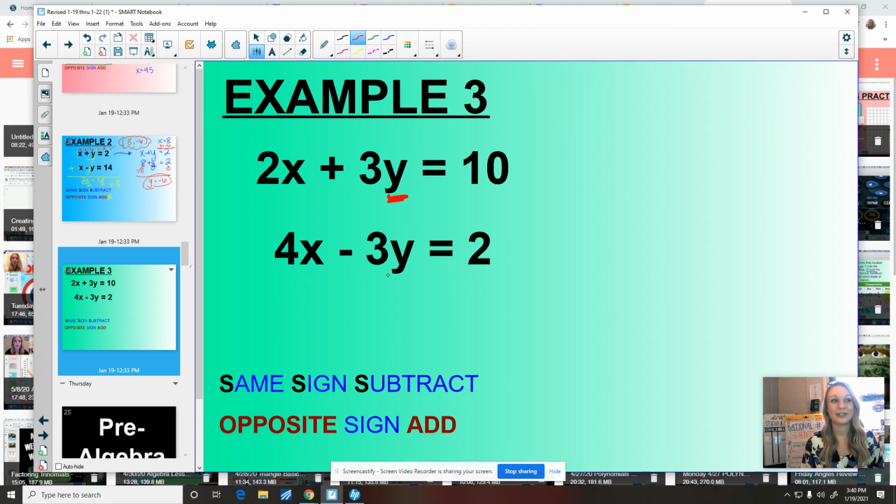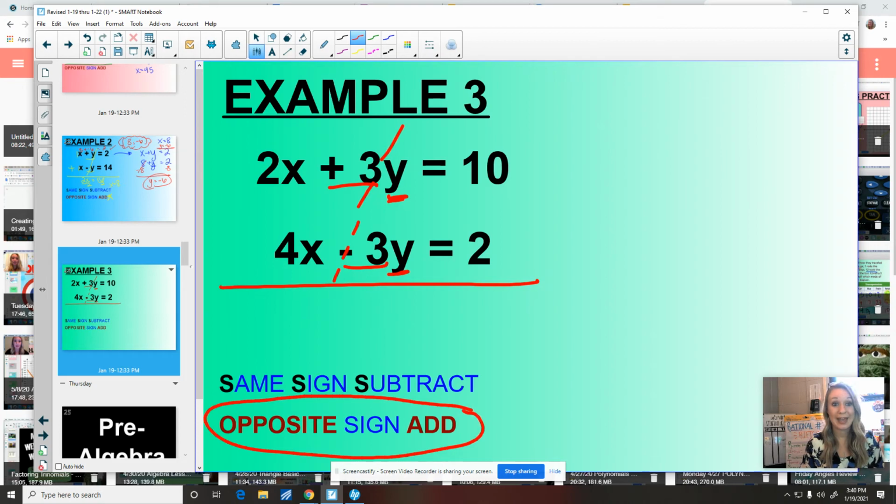So I know that I'm going to be eliminating these variables. Now, these are opposite signs. I've got +3y, -3y. So I'm going to eliminate them. They're opposite signs, which means I'm going to add going down. 2x plus 4x is a 6x, and then 10 plus 2 is 12. Again, just a one-step equation, divide both sides by 6, and I get that x is equal to 2.